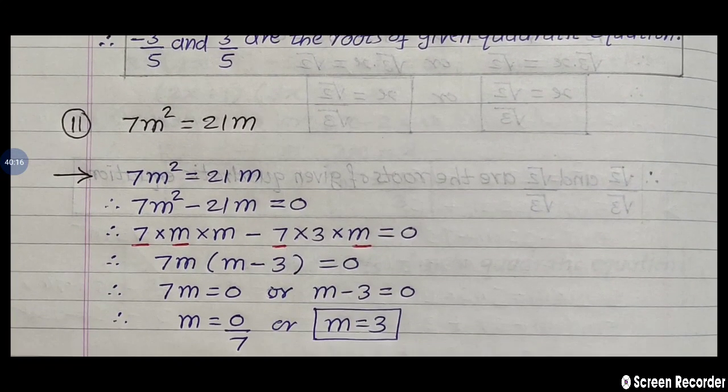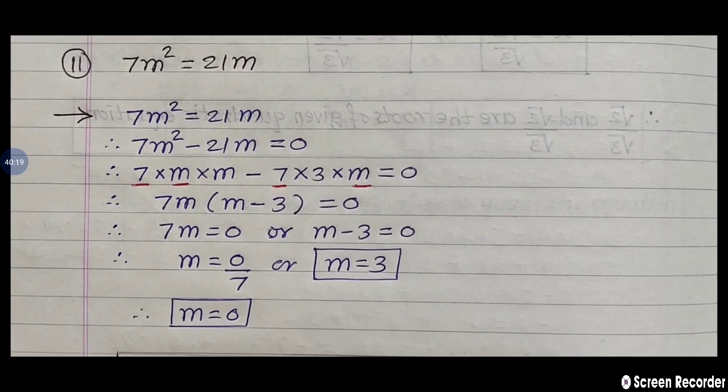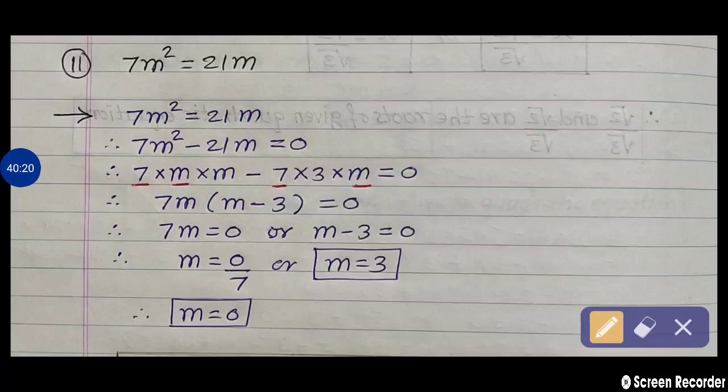Last question, number 11. 7m square is equal to 21m. So we are writing the question as it is in the first step. Therefore, minus 21m taking on the left hand side. So we are getting the step 7m square minus 21m equal to 0. So we know that 7 and 21, these numbers are not perfect squares. So we are not applying the previous formula, that is a square minus b square.